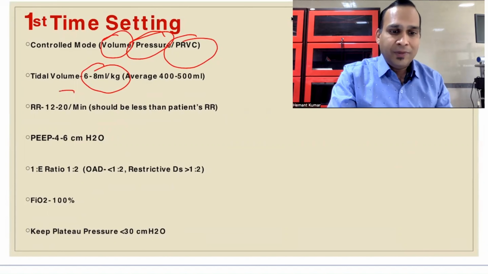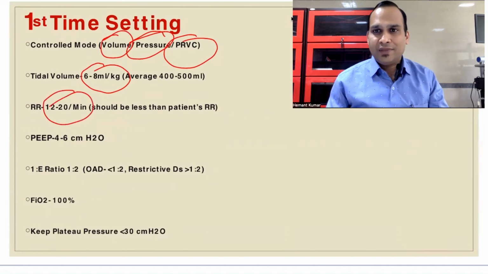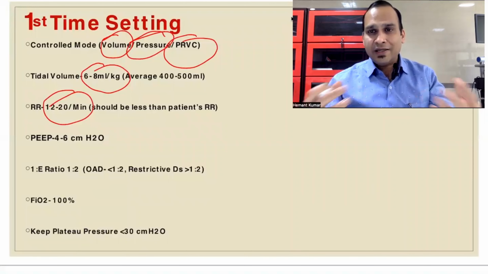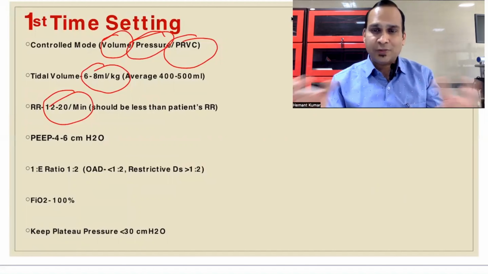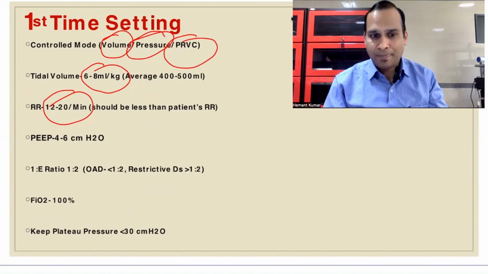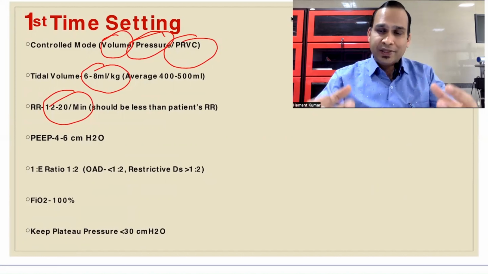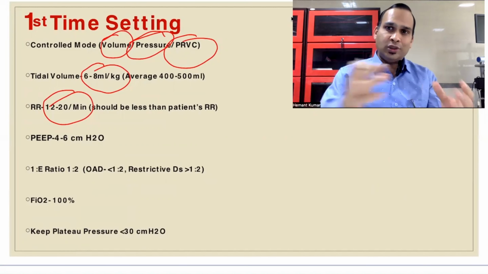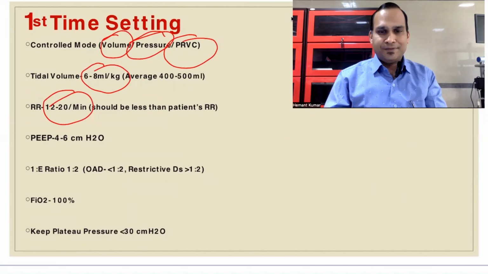Respiratory rate, we have to choose 12 to 20. If the patient is hypercapnic, you can choose a lower respiratory rate like 12 or 14 or 15. If the patient has ARDS or ILD where he needs a higher respiratory rate, you can choose 20 or 25, sometimes 30. But it should be less than the patient's respiratory rate. If the patient's respiratory rate is 30, you have to choose below 30, 25 or 28.